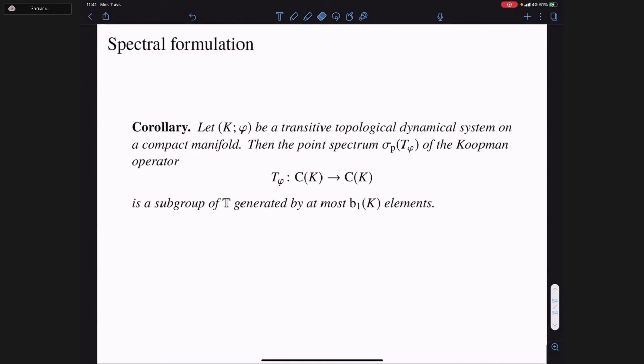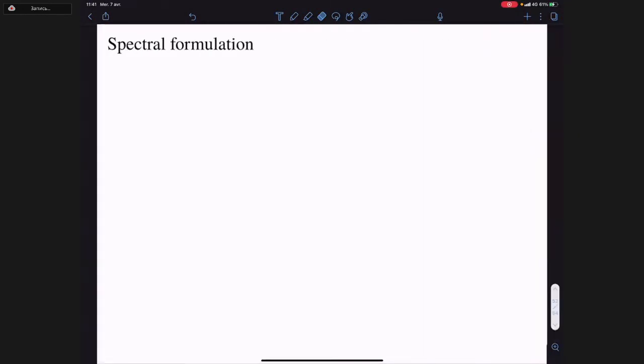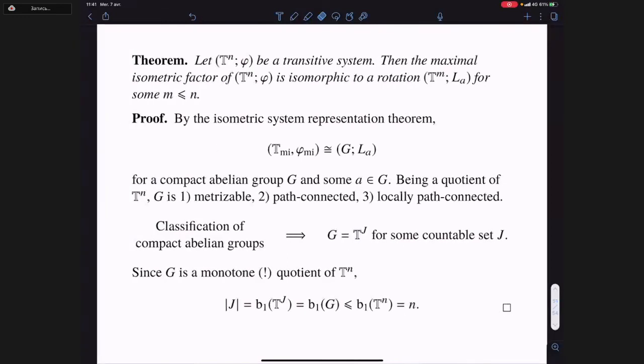Where do we learn about the tricks that you left out now? So there's an article on the arXiv where you can read all the details and the full generality. I can also send it to you if you're interested. It's actually very neat because it uses the representation theorem that we saw at the beginning, that you can represent the maximal isometric factor, and then the classification of compact abelian groups and then some methods from algebraic topology. So there are some cool things which enter.